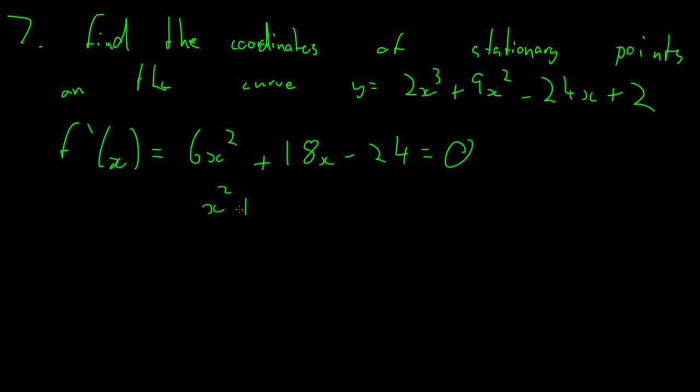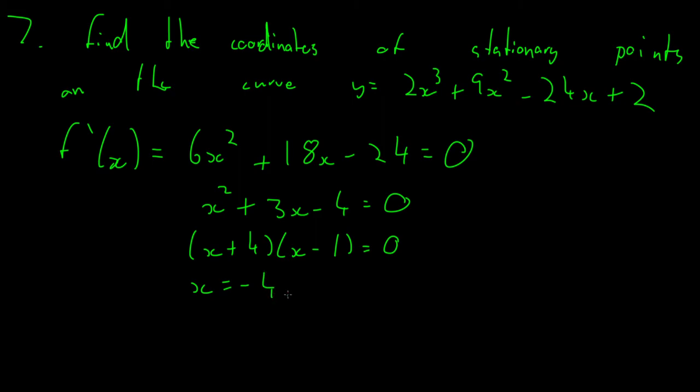So x squared plus 3x minus 4 equals 0. Now this factorizes quite nicely. X plus 4, x minus 1. Using null factor theorem, x plus 4 equals 0. So x equals minus 4 and x minus 1 equals 0, so x equals 1. So these are the two x points.